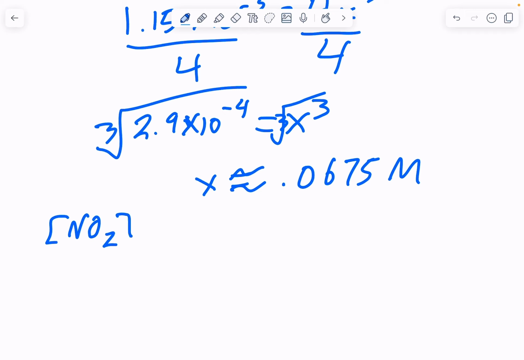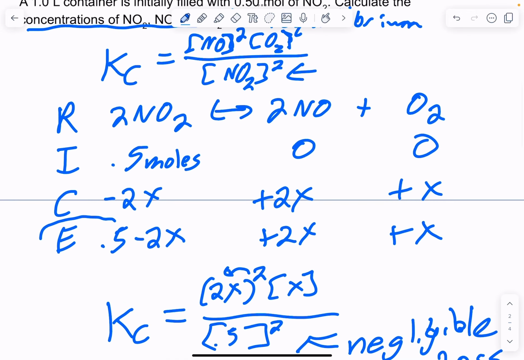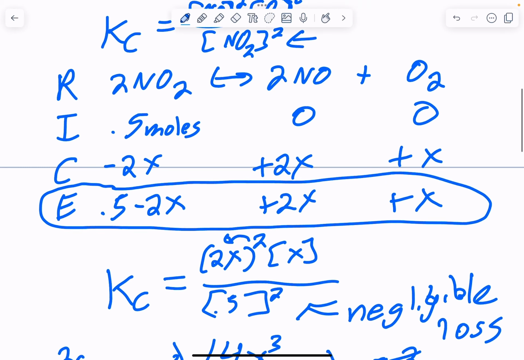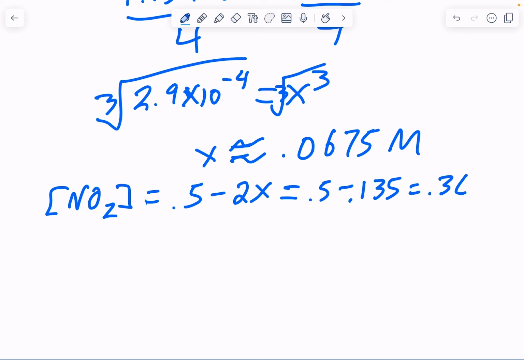The concentration of NO2 is going to be found by taking that 0.5 minus 2x. Okay, I'm getting this straight from here. Here's my equilibrium expressions to solve for x and what I have. So 0.5 minus 2x, I plug that in, it becomes 0.5 minus 2 times 0.0675. You're going to end up with 0.5 minus 0.135. So the concentration is 0.365 molarity, and that is the concentration for NO2.